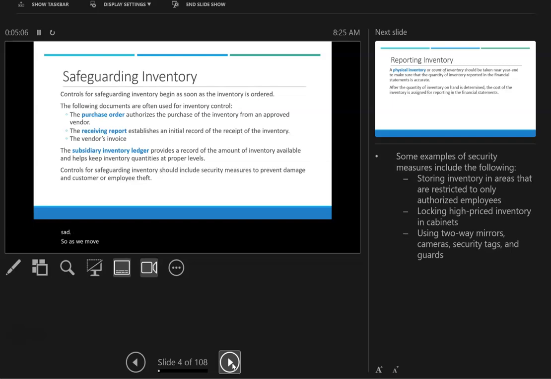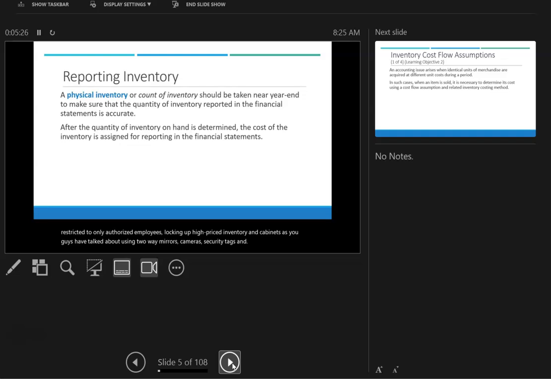So as we move on, examples of security measures can be storing inventory in areas that are restricted to only authorized employees, locking up high-priced inventory in cabinets, as you guys have talked about, using two-way mirrors, cameras, security tags, and guards. So a physical inventory or count of inventory needs to be taken near year end so we can confirm that the quantity of inventory reported in the financial statements is accurate. After the quantity of inventory on hand is determined, the cost of the inventory is assigned so we can report it accurately in the financial statements.